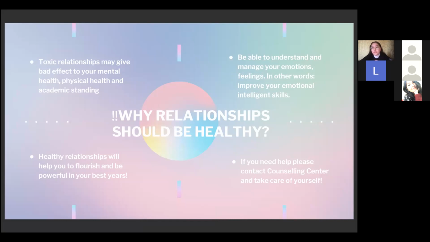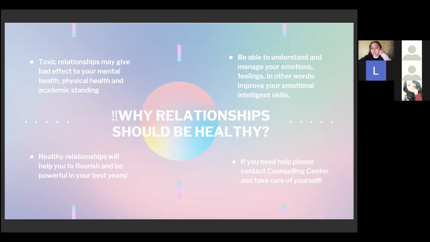They might be with your friends, with your parents, with anyone, any social connection that you have in your life. And it's important to know that a toxic relationship may have a bad effect on your mental health, physical health, or academic standing. And it's important to recognize them to be able to avoid problems in your life.